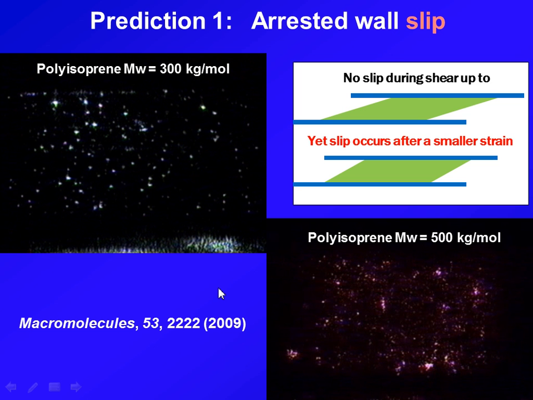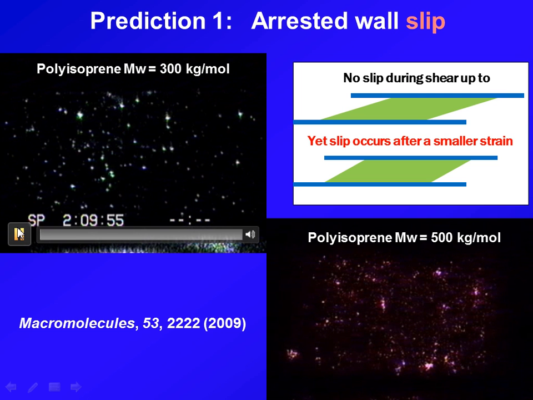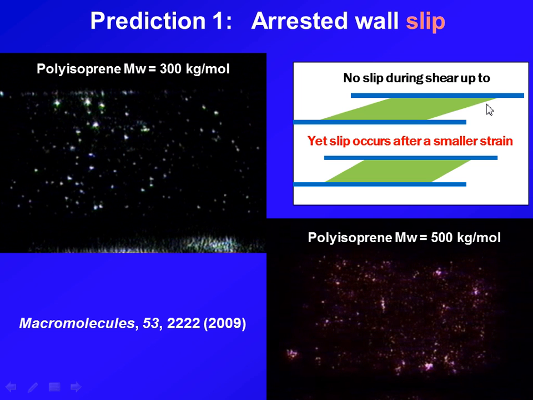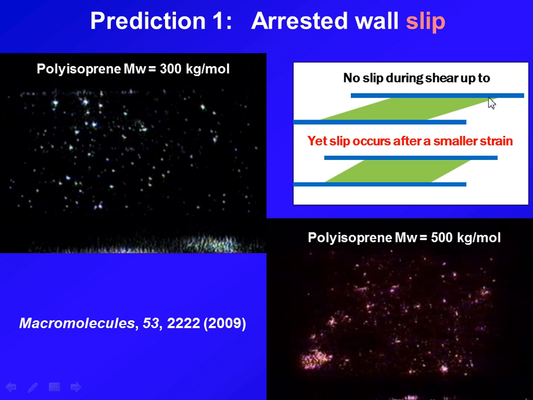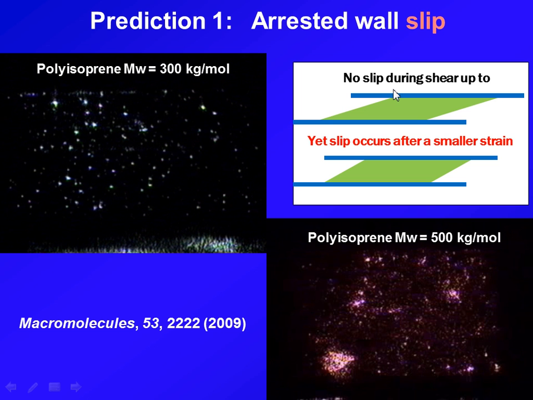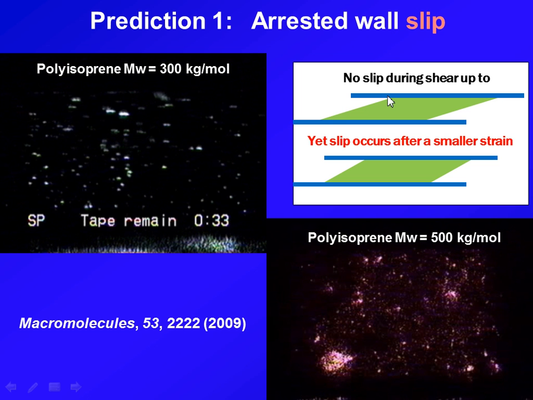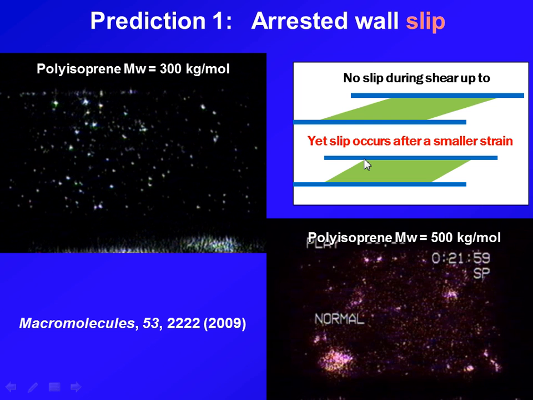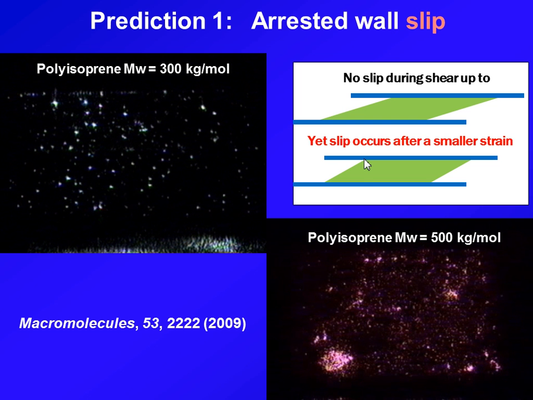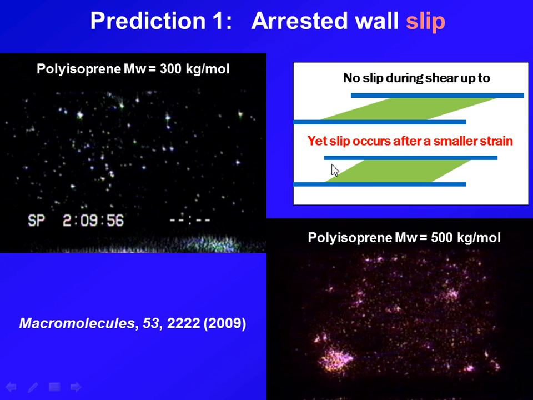In both movies, you see that if I had not stopped shearing, I would not have seen wall slip. Yet, stopping shearing caused wall slip to take place.